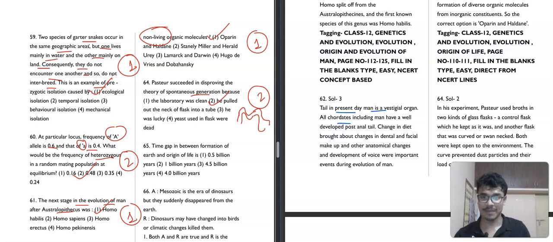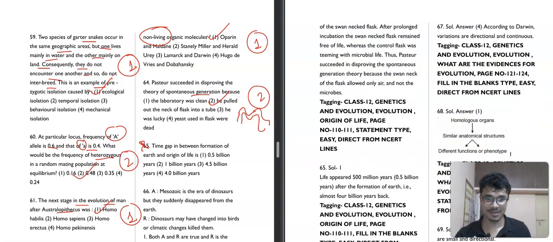Then 65, the time gap between the formation of earth and the origin of life is a very good question. It is saying the time gap. So you have to reduce your time. 0.5 billion years is the correct answer because life appeared 500 million years after the formation of earth. So the first option is our correct answer.